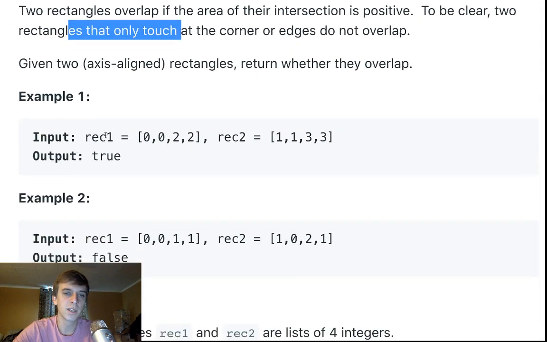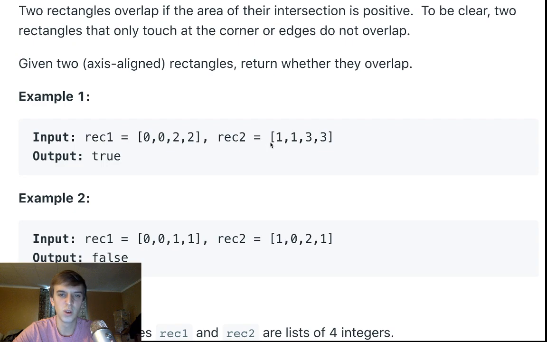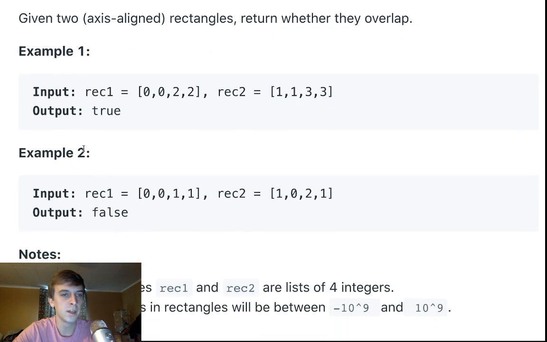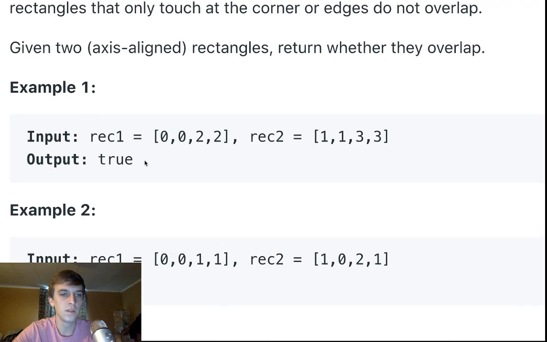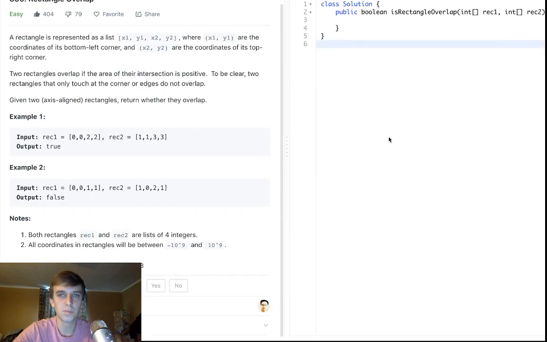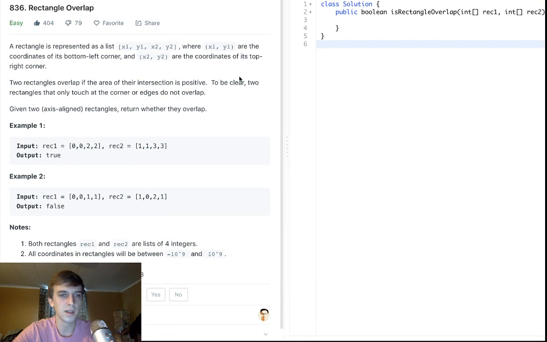So, rectangle 1: 0, 0, 2, 2. Rectangle 2: 1, 1, 3, 3. What do we notice about this and why is it true? Why do they overlap? Well, we notice that these numbers are greater than these numbers and these numbers are less than these numbers. And that's pretty much the answer right there, just looking at it.